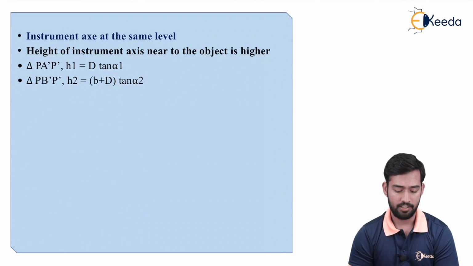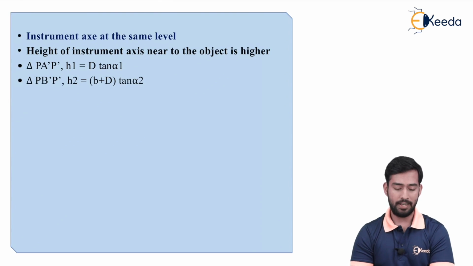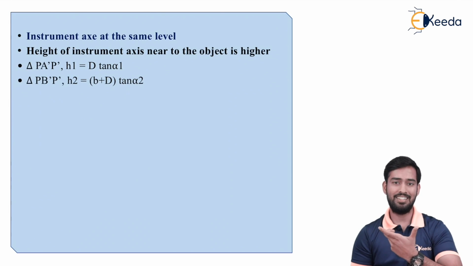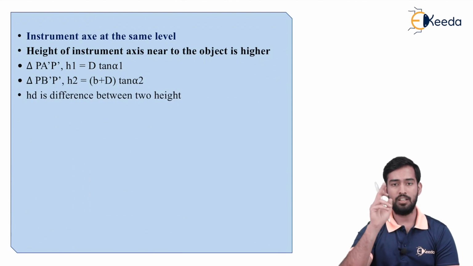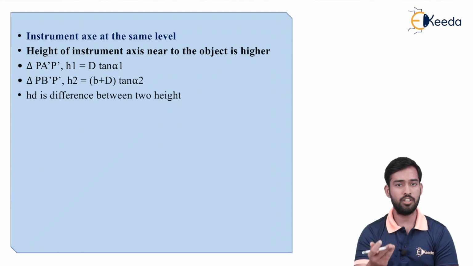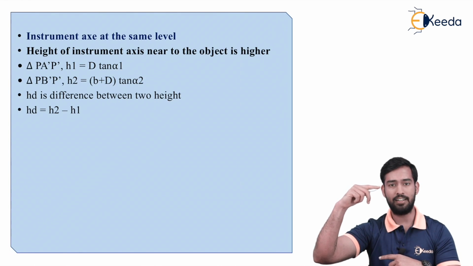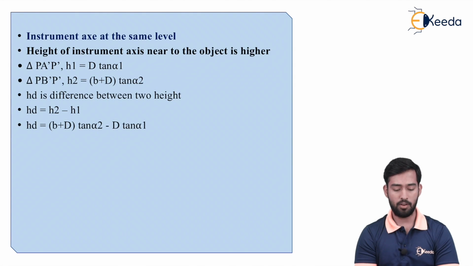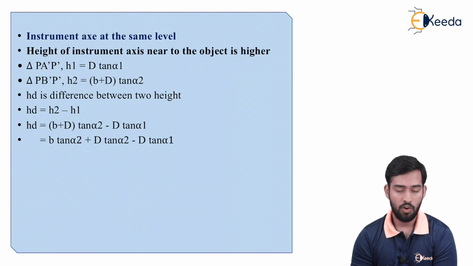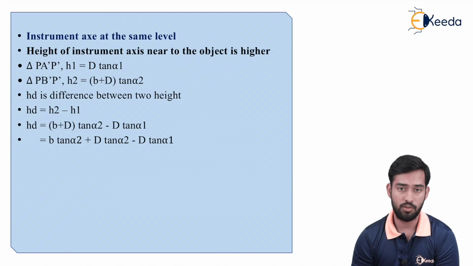Same for the next triangle, triangle P B dash P dash. H2 is what? The horizontal distance is increased: B plus D. The formula is (B plus D) tan alpha 2. Now knowing both H1 and H2, we have to find out HD, the difference between your two heights. So HD is equal to H2 minus H1, as H2 is greater than your H1. Substituting the values, HD is (B plus D) tan alpha 2 minus D tan alpha 1. Now we simplify the above equation, because we have to get the value of D.